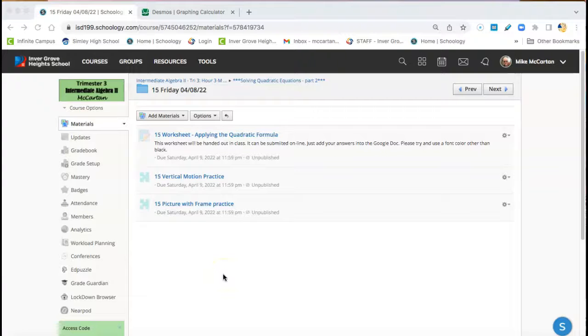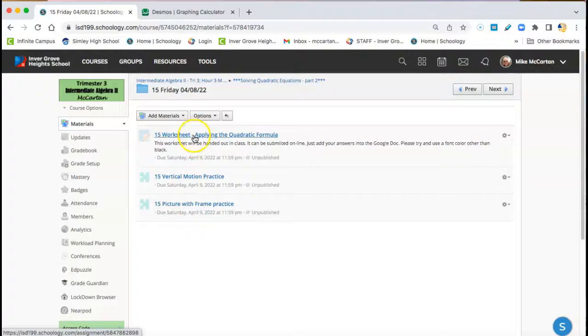Okay, hello everyone. Guys, we're going to take a look at this day 15 worksheet. I think if I show you how to do the worksheet, in particular how to use Desmos, the vertical motion practice and the picture with the frame practice, those assignments will be okay for you.